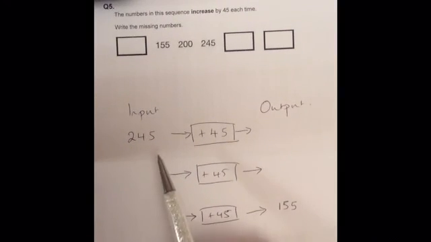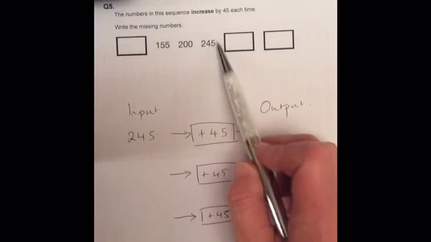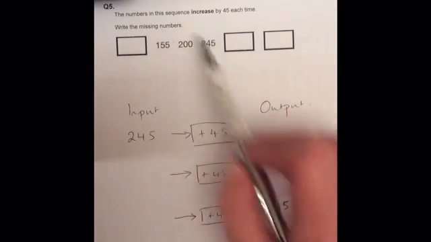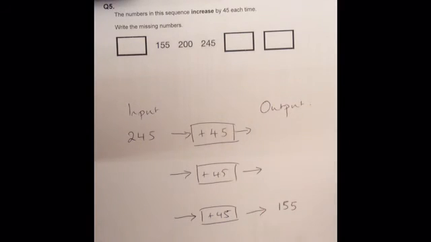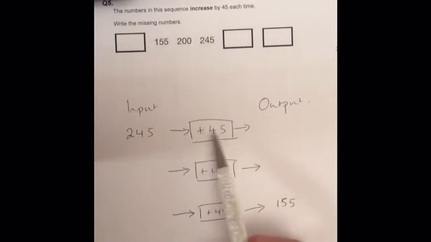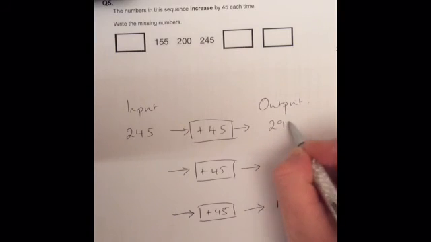So, for the first bit, I'm trying to work out what this number is here. And I know the one before, the number I'm inputting, is 245. And my rule is to increase by 45 each time, which means if I'm increasing, I'm adding on 45 each time. So my rule is plus 45. So 245 plus 45 is going to be 290.